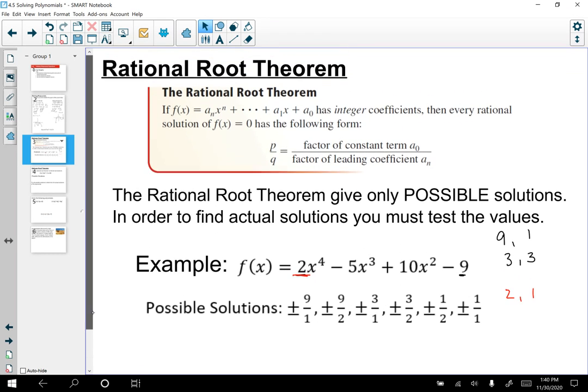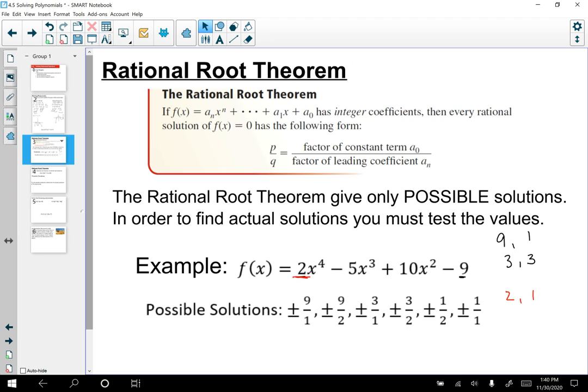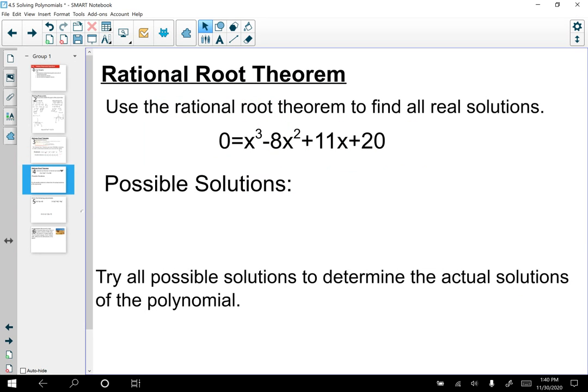All right, so the rational root theorem only gives us possible solutions. But now that we have those possible solutions, we have to test them to see which of those are actual roots or solutions or zeros to the given polynomial. So I know that was a lot. Let's go through and do an example.